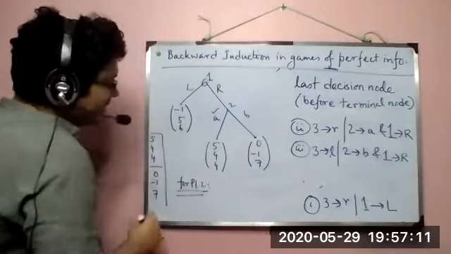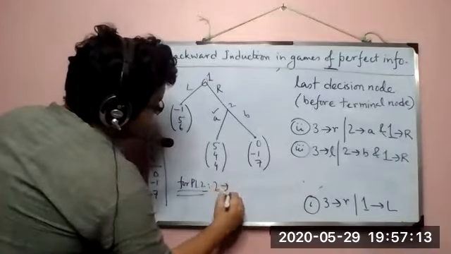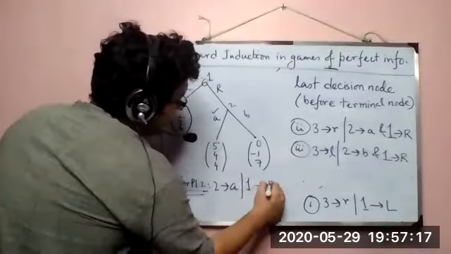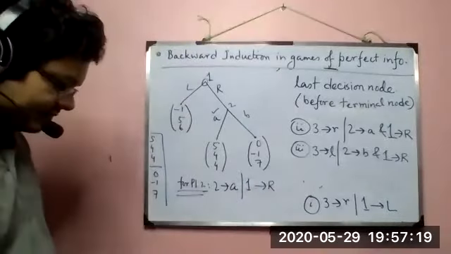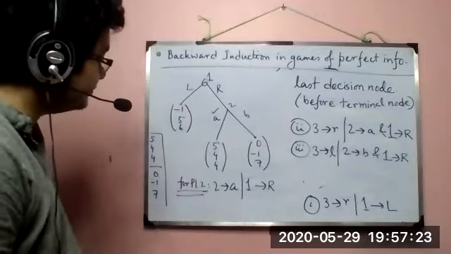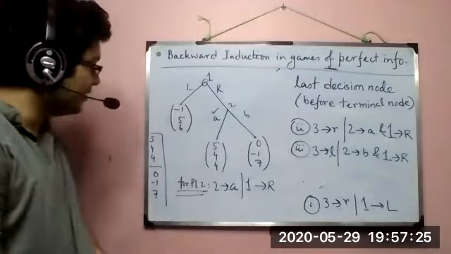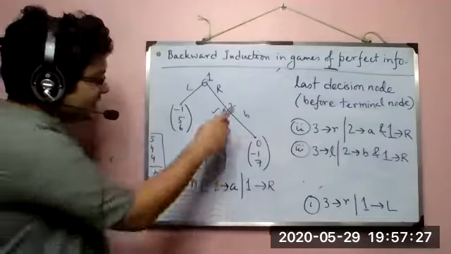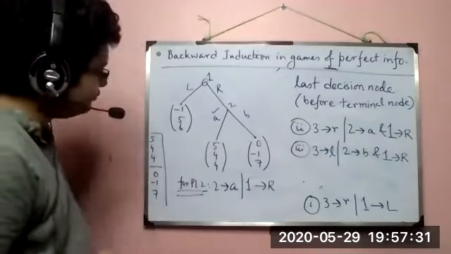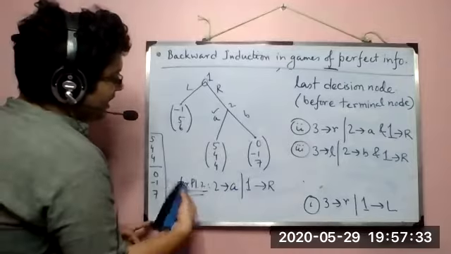And what is that? It is 2 will go for A conditioned on 1 goes for R. So player 2 plays A if player 1 plays R. Okay, so here also we will erase it and write this pair 5, 4, 4.